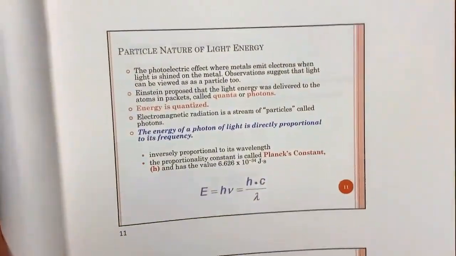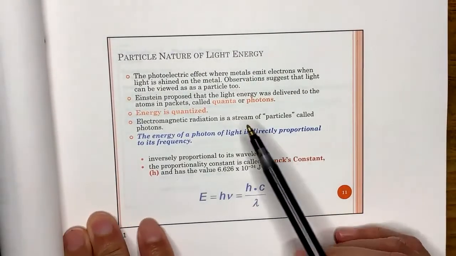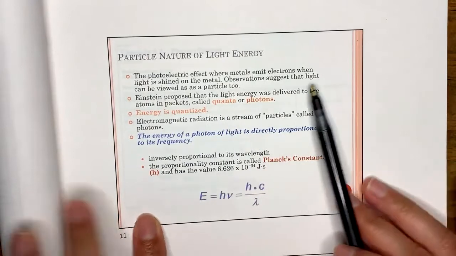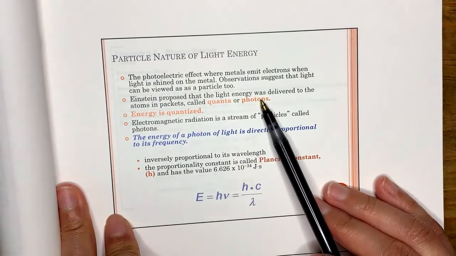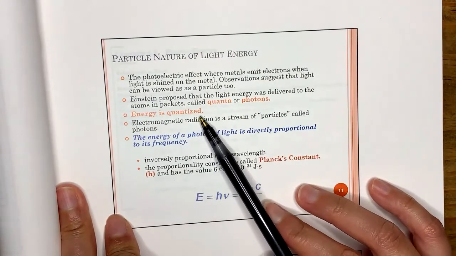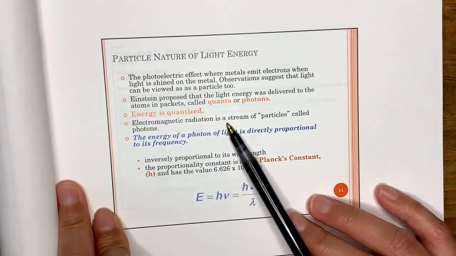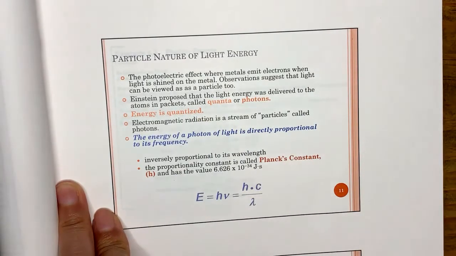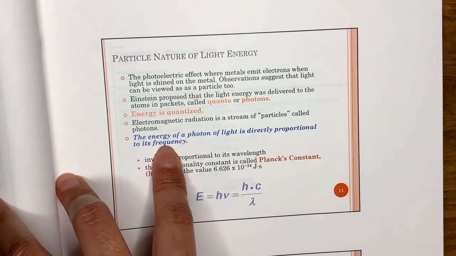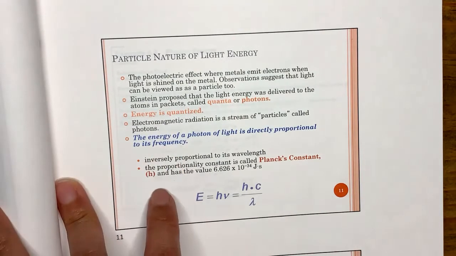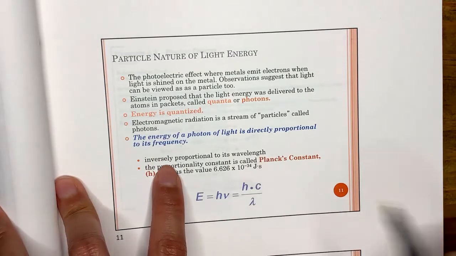So because it's a particle, Einstein said that light energy can be counted as photons, okay? And quantized means you can count it. And so electromagnetic radiation is a stream of particles. Instead of just looking at it like a wave, now it's like a bunch of particles coming out. And the energy of a photon is related to its frequency. Kind of like what we just talked about on the picture before this. The energy is high, frequency is high. Okay, same idea here. And then it's opposite of the wavelength. If frequency is high, wavelength is going to be short.